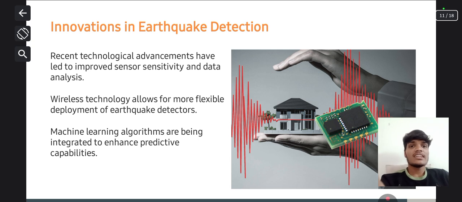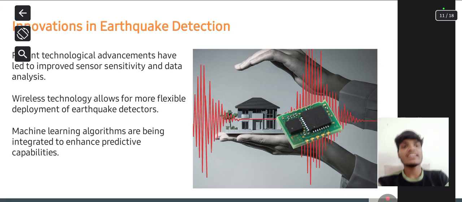Recent technological advancements have led to improved sensor sensitivity and data analysis. Wireless technology allows for a more flexible deployment of earthquake detectors.